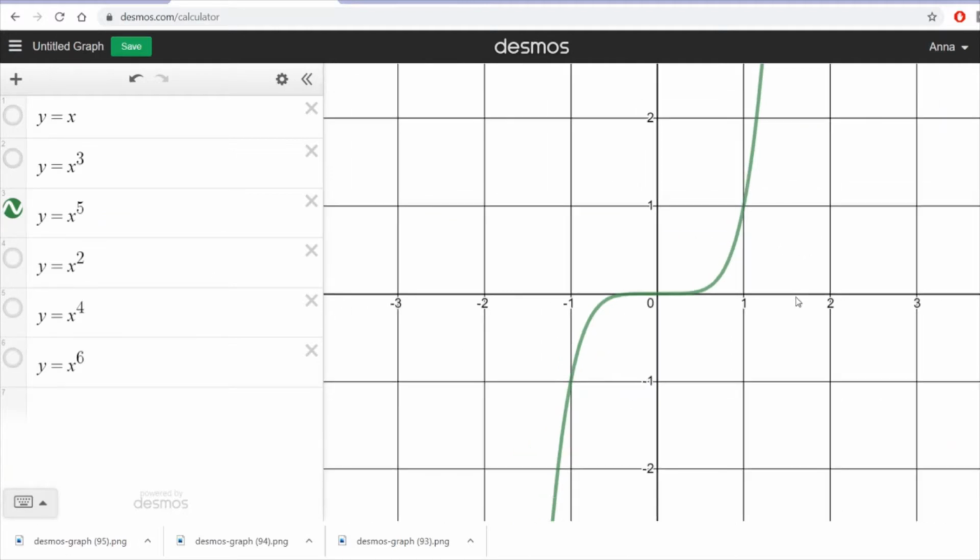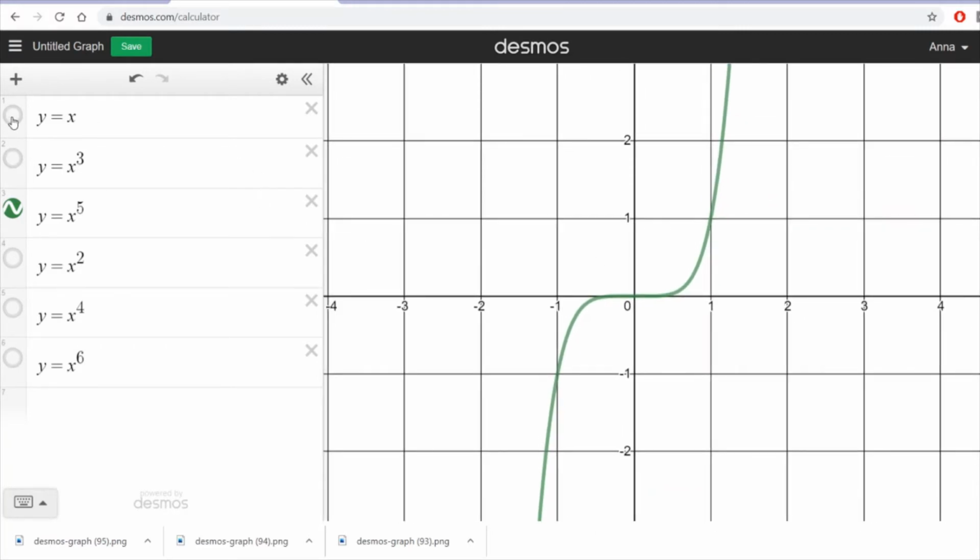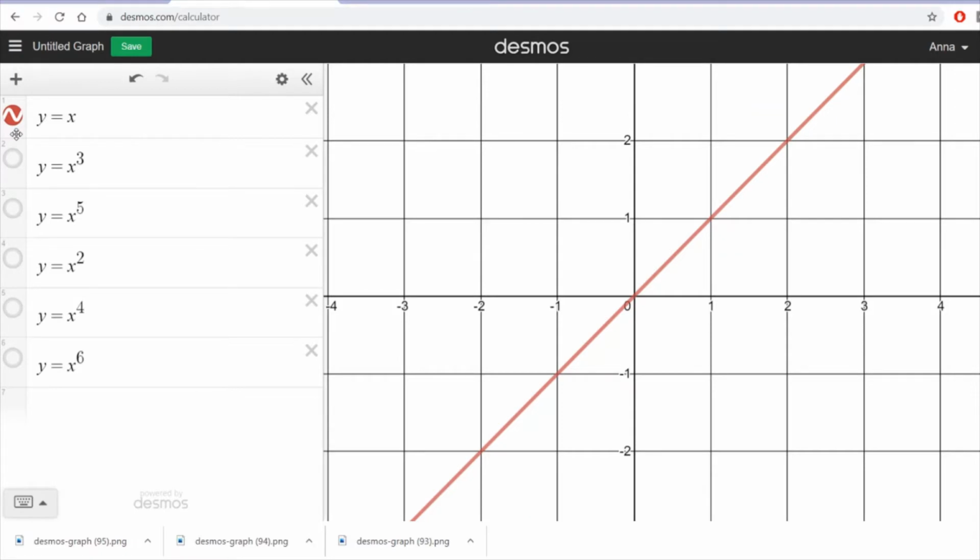So if you can remember the shapes of the graphs of y is equal to x, y is equal to x cubed, and y is equal to x to the fifth, that's a good way to remember what the graph is going to look like with multiplicities of 1, 3, and 5. And don't worry, we'll see some examples in a moment if you're having trouble connecting this back to multiplicity.